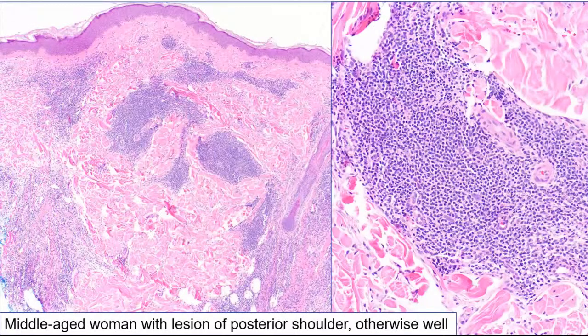This is the first case I'd like to show. This is the case of a middle-aged woman who was reported to have a lesion of her posterior shoulder. She was otherwise completely well. And what you can see in these images are perivascular and periadnexal collections of lymphoid cells. The epidermis is uninvolved. If you look on higher power at one of these lymphoid aggregates, the cells are mostly small, round to slightly irregular. They have a little bit of pale cytoplasm, but basically quite bland.